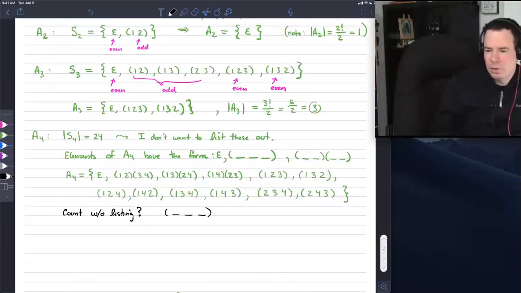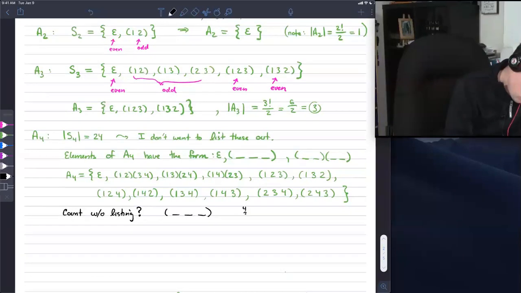Well, a 3 cycle is going to look like that. And I have 4 numbers to choose from to fill those slots. So how many ways could I do this? Yeah, I could do 4 choose 3. So 4 choose 3, that's to fill the slots.